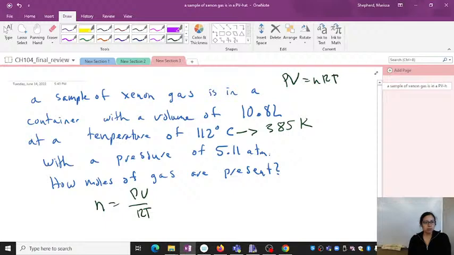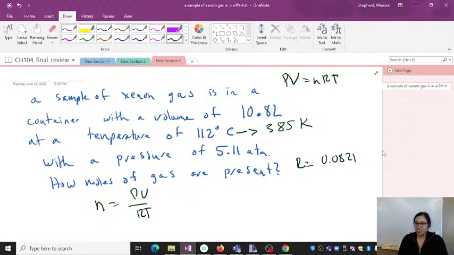And so pressure's already in ATM, and then do we remember what the gas constant was? It was, I believe, 0.08. No, 0.26, or was it 0.206? It was one of the two. What is it? 0.21? All right, perfect. And so now we can plug it in.